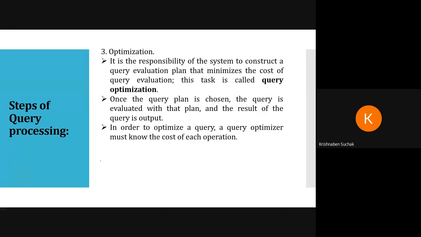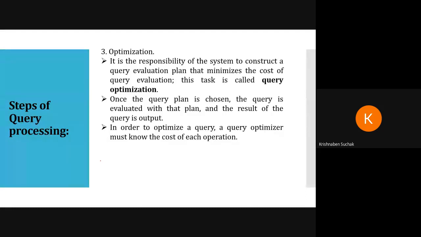So this thing is called optimization. Once the query plan is chosen, the query is evaluated with that plan and the result of the query is output. In order to optimize, a query optimizer must know the cost of each operation. For this, if you are going to optimize a query, you should also know the cost. You will not select a query whose cost is more, you will always select the query whose cost is less, right?